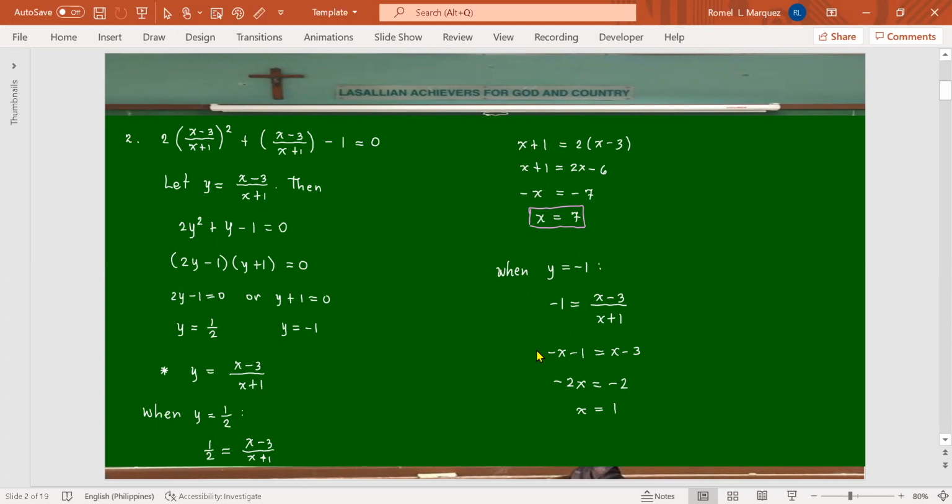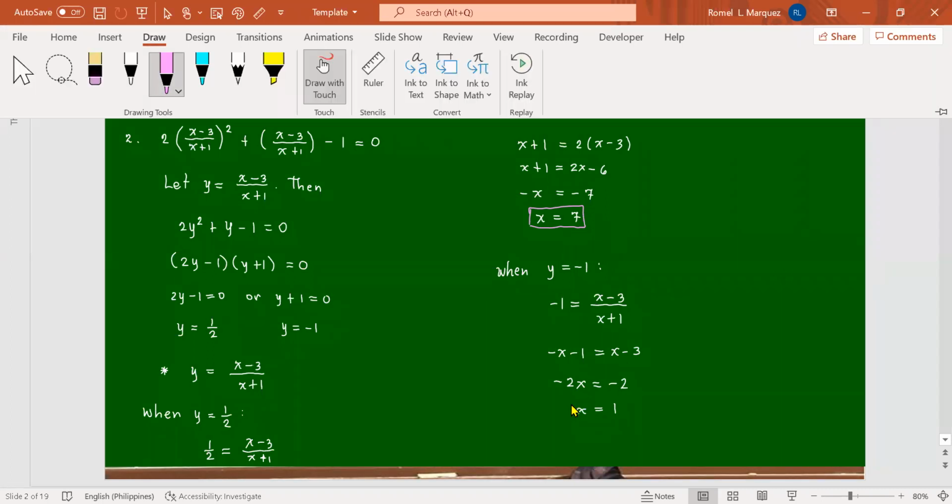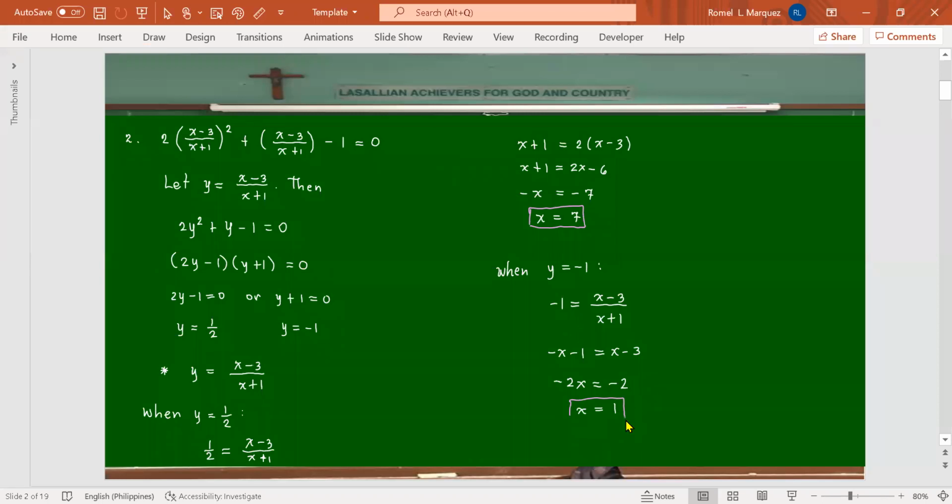Because what we do not want is -1. Is this clear, guys? Yes, boss. Okay. Am I correct with my solution? You check. So, any question with this? So there are two roots for this equation, satisfying the given equation.